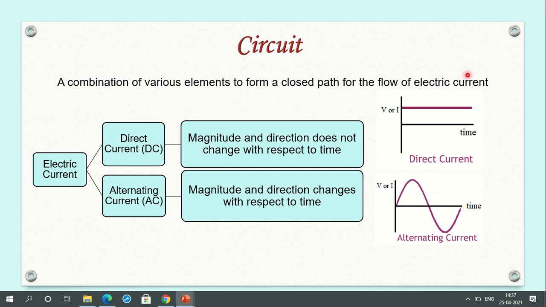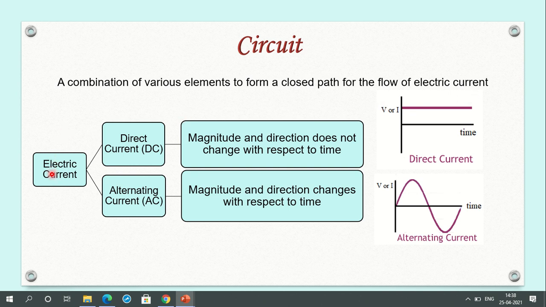Now electric current. All of you know what electric current is. Electric current is simply defined as the flow of electrons. You may have studied this definition. Electric current is the flow of electrons. So this is the simple definition for electric current. We have to study the actual definition.